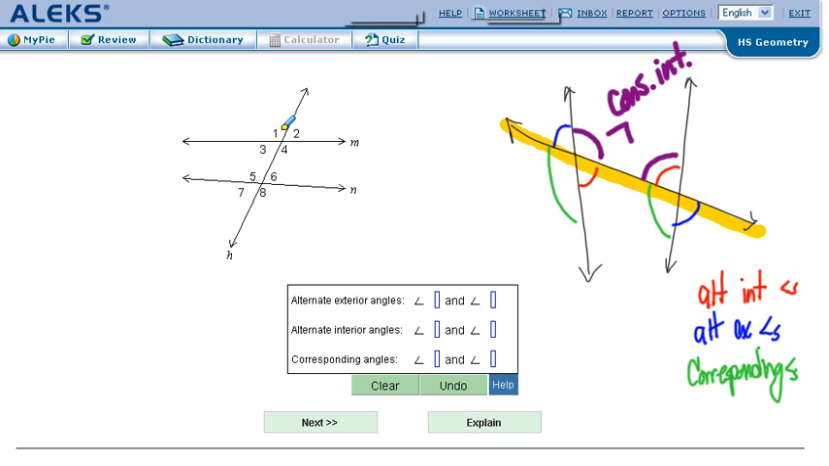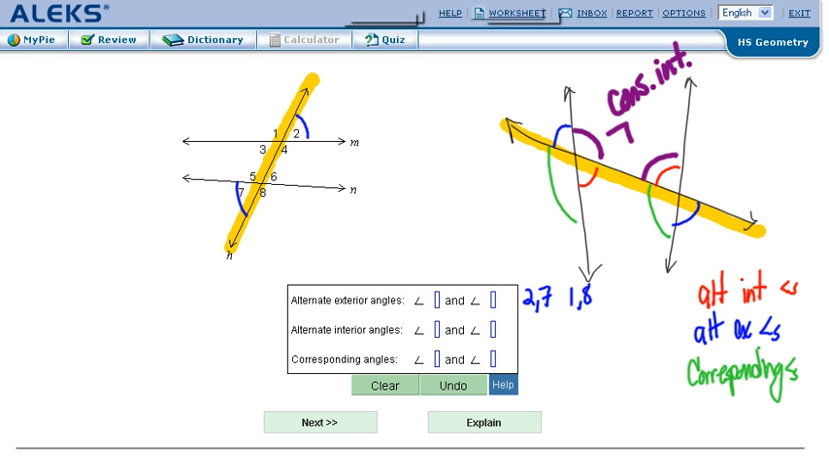So let's look at our diagram to the right. Our transversal here is line H. Line H is the transversal cutting across lines M and N. And we're asked first for alternate exterior angles. Alternate exterior angles would be like 2 and 7 because they're on opposite sides of the transversal but outside of the lines. So one set would be 2 and 7. Another set would be 1 and 8. That would be alternate exterior.